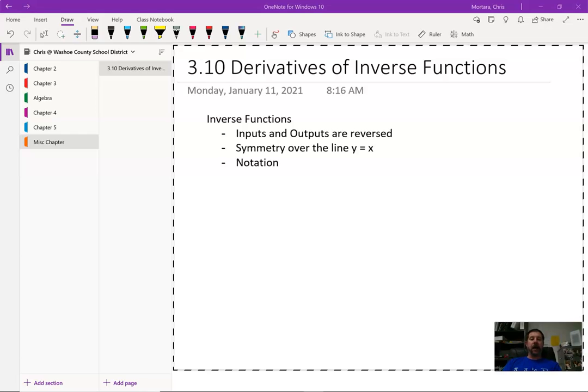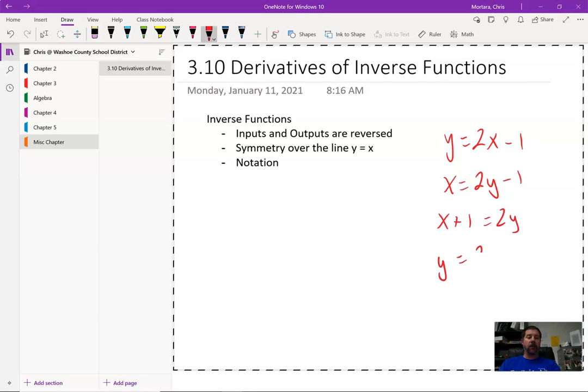For inverse functions, I hope you remember that inverses are when the inputs and outputs are reversed. We had to flip the x and y to get the inverse of a function, right? If my function was, say, y equals 2x minus 1, then the inverse of this function would be, we had to flop x and y, so x equals 2y minus 1, and then solve for y: x plus 1 equals 2y, or y equals (x plus 1) over 2 would be the inverse of this function. So one, hopefully you remember to find the inverse like that. Quick example there, real easy.